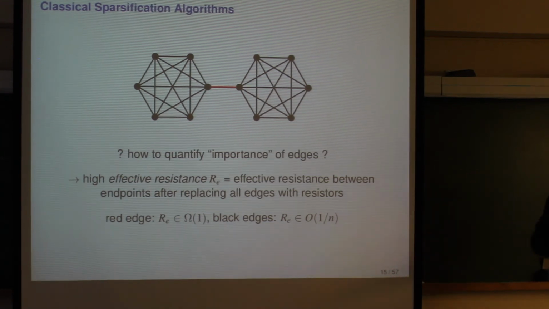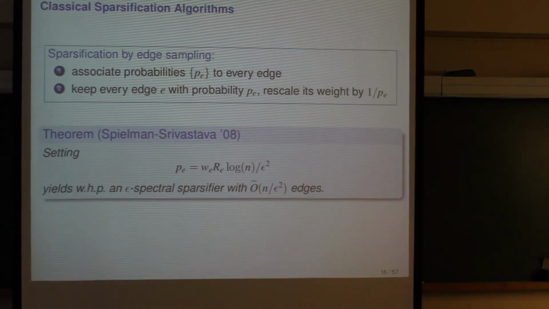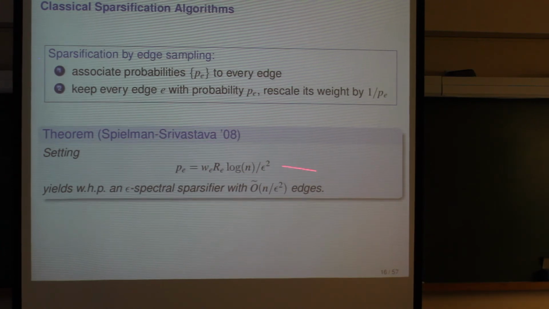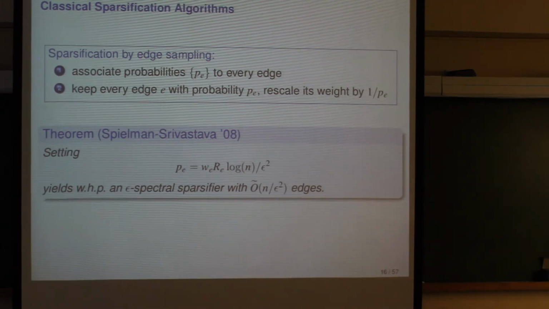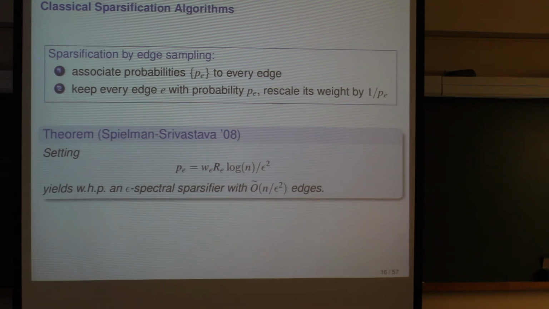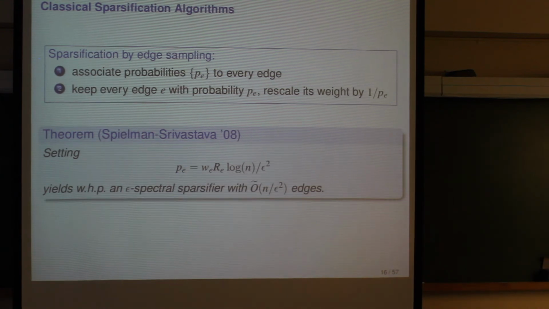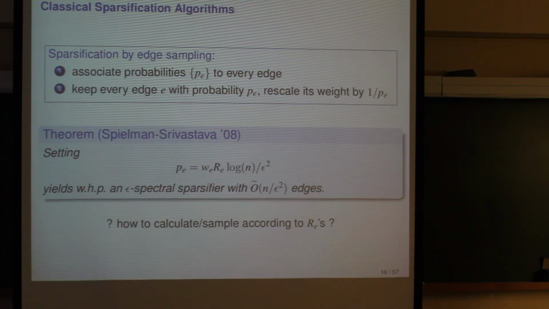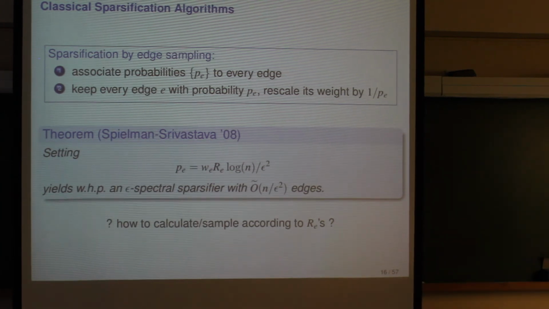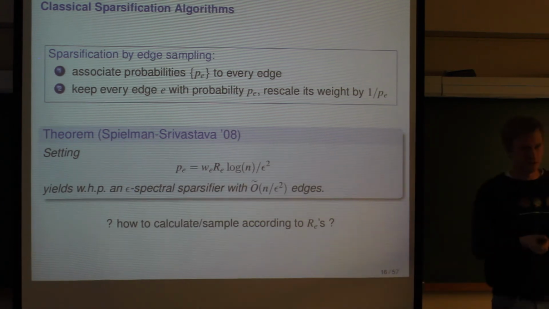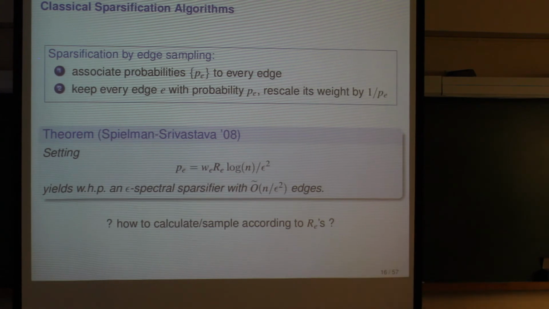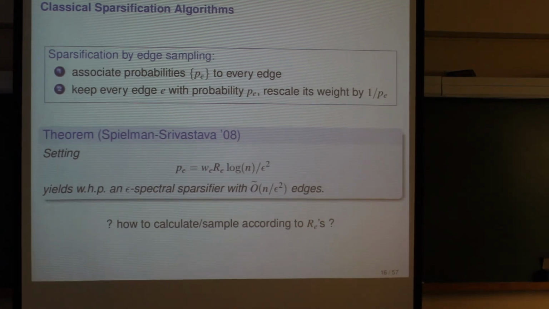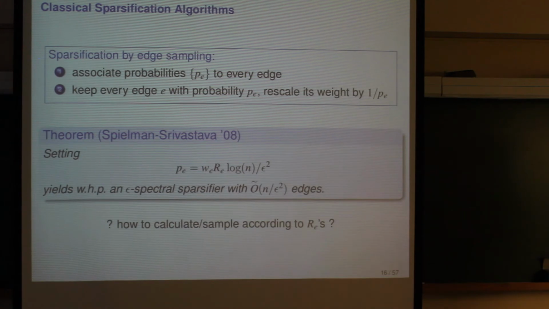So this seems to be the right measure, and indeed, Spielman and Srivastava showed that choosing these p_e proportional to these r_e, the effective resistances, with some overhead, yields an epsilon spectral sparsifier with the expected number of edges, with high probability. But then it brings us to the question: how can we calculate or sample according to these effective resistances? Because, like I said, mathematically this is the right notion, but you cannot just read from the graph what the effective resistance is for edges. Even more, it's not easy to calculate these things, because you have to take into account the number of parallel paths and so on.